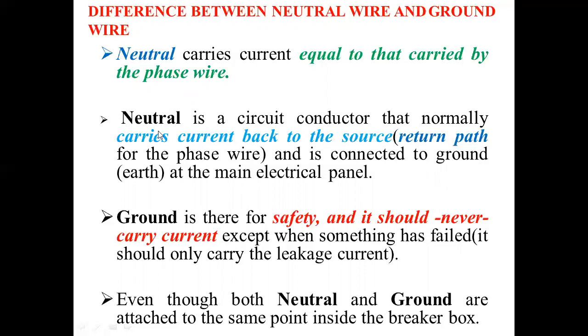And neutral is connected to the ground. Ground means an earthing connection should be done to the neutral. And what do you mean by ground? Ground is there for safety purposes. The earthing is there for safety purposes.